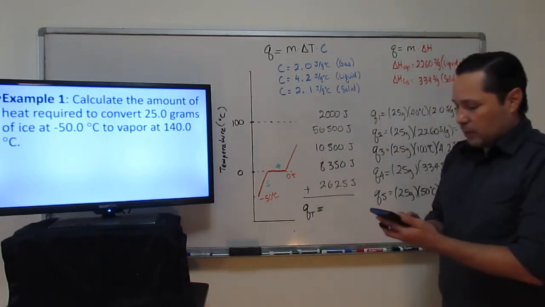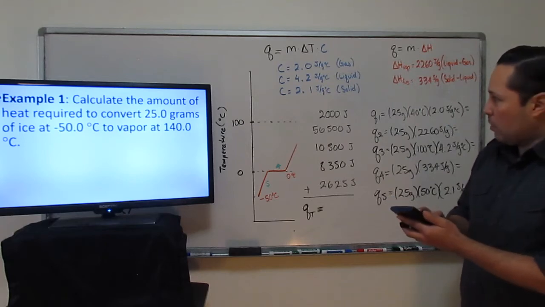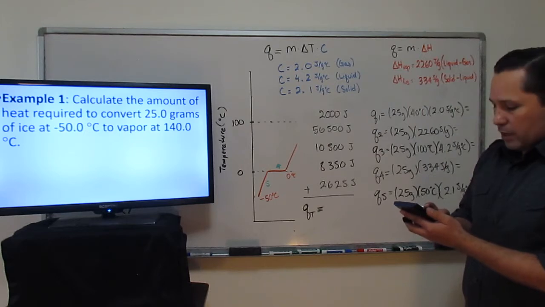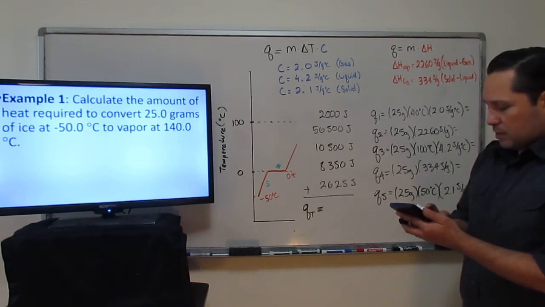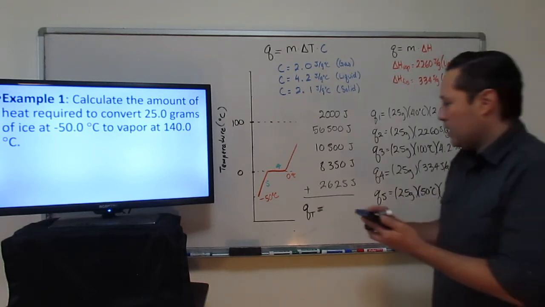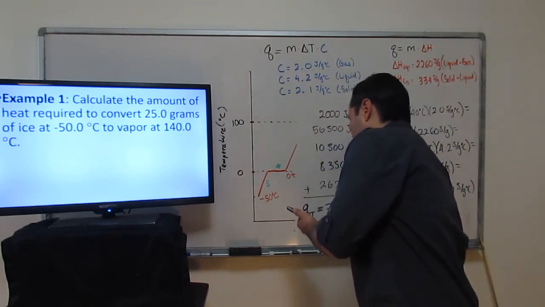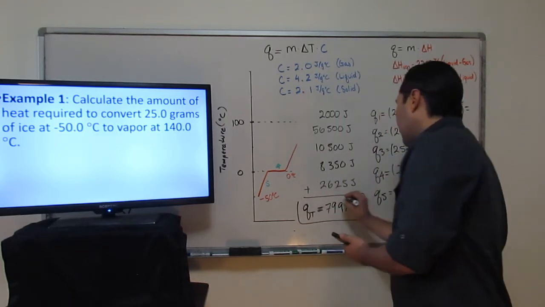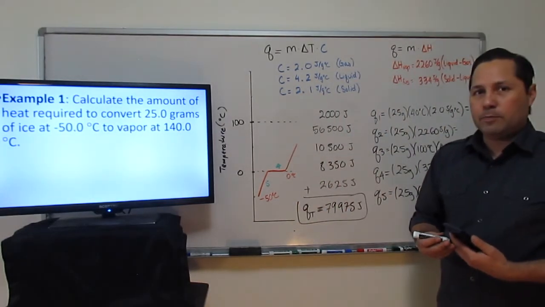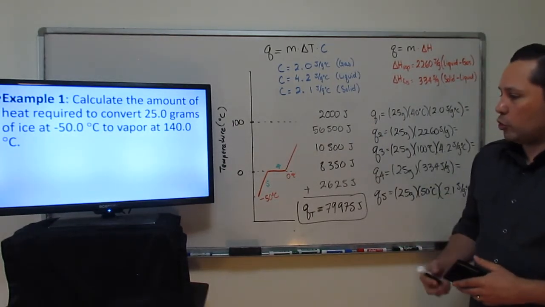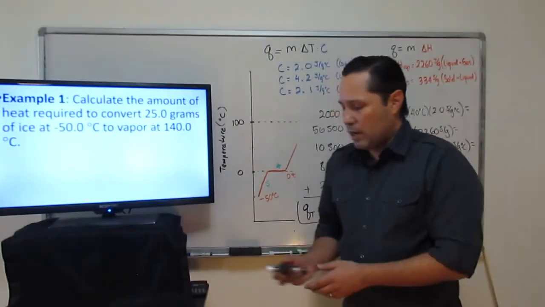we add them up to get the grand total. So, beginning to add them up: 2,000 plus 56,500 plus 10,500 plus 8,350 plus 2,625 will give me 79,975 joules of energy, and that is example number 1. All right, let's move along now to example number 2. In example number 2, we're asked a very similar question.